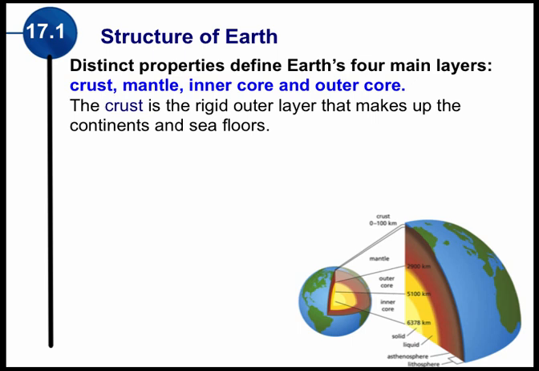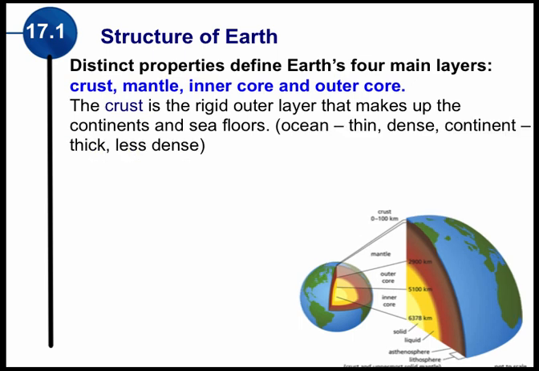The first layer, the crust, it really is the rigid outer layer that makes up the continents and the sea floors. So really, any area that we touch, whether it's ocean or land, top of the mountain, all of that is the crust. And the crust, you can see in the picture there, is about 0 to 100 kilometers down from the surface of the Earth.